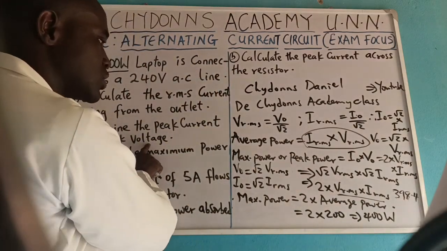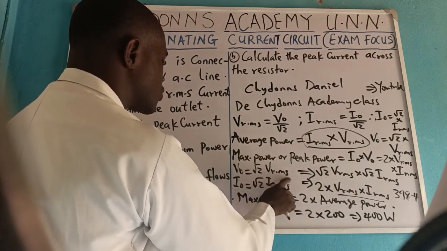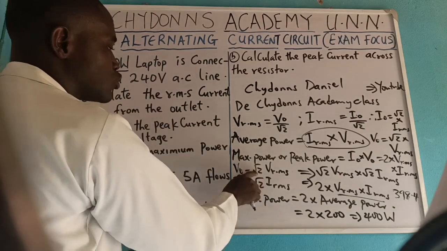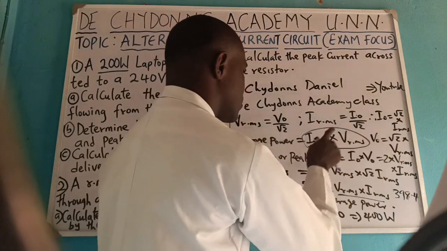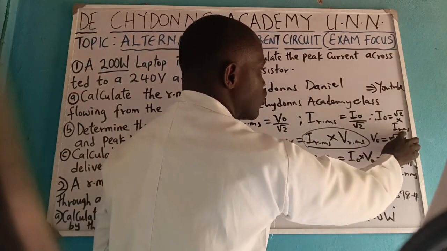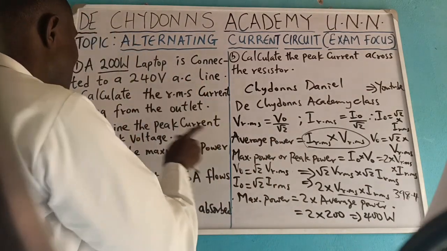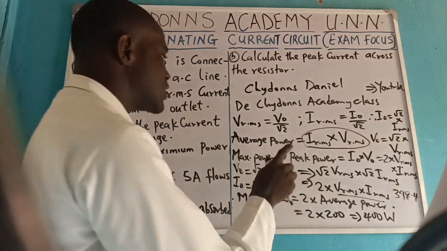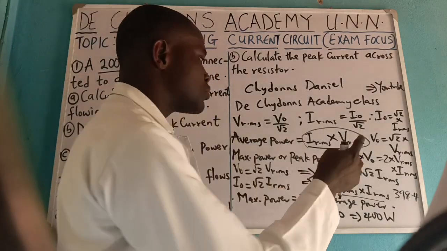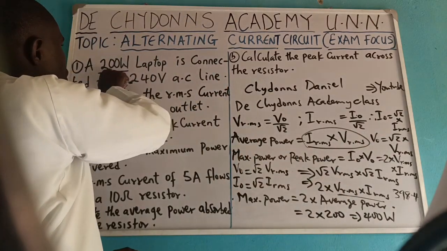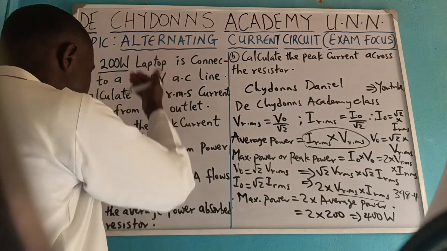The peak voltage, we said, is equal to root 2 times V root mean square, and that is 240 times root 2. Then the peak current is equal to root 2 times I root mean square. That is root 2 times 0.83, about 1.17 amperes. Then root mean square current, we said, is equal to average power over V root mean square. That will be giving you 200 over 240, which gives you 0.83. So we have solved question number 1.